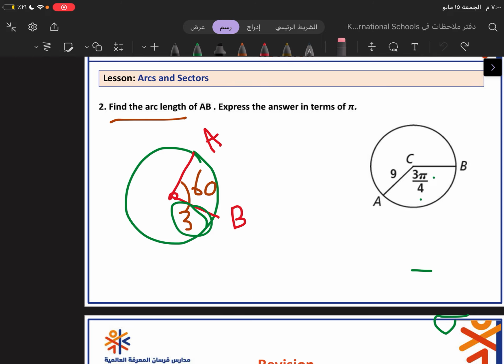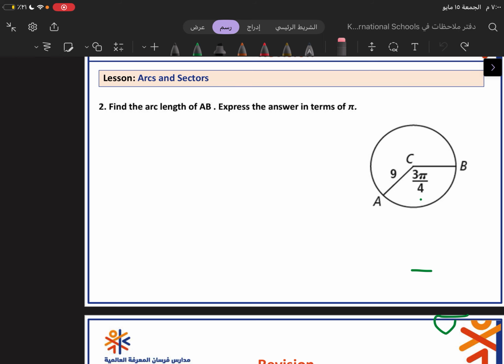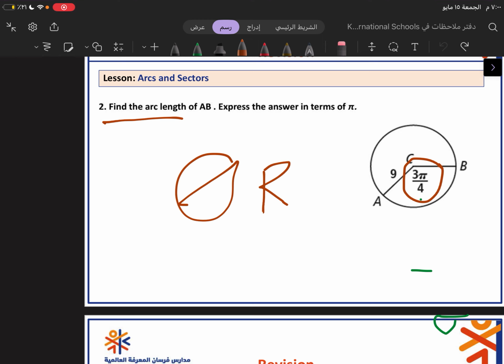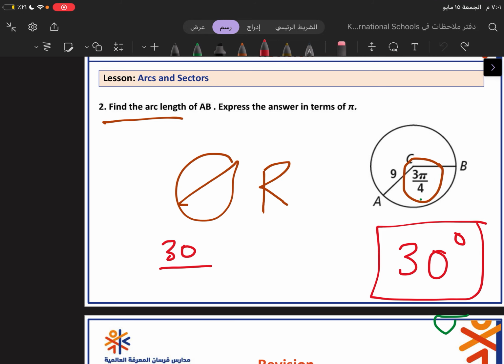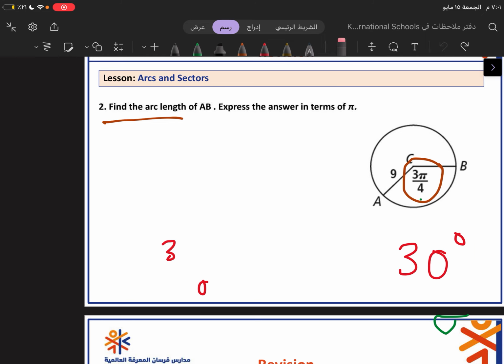So again, if he asks you about the arc length and the angle is given in pi, that means theta r. If it is given in degrees, for example 30 degrees, the degree comes in this form, so you use 30 over 360 multiplied by 2 pi r, where r is the radius. Are you happy with that?